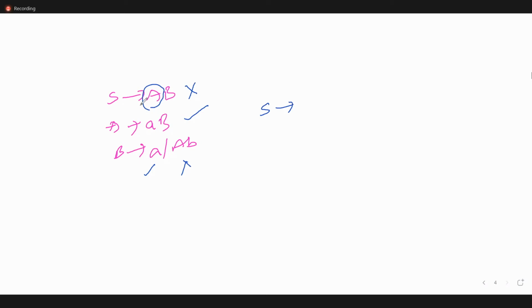But it is a variable. It is not a terminal. Now you have to replace this variable with a terminal. Already you know what A is, right? Can I replace A with ABB?